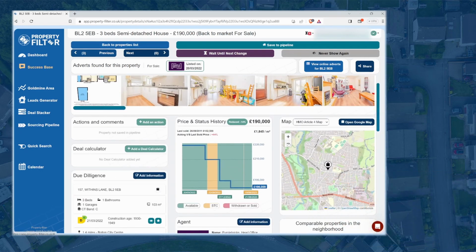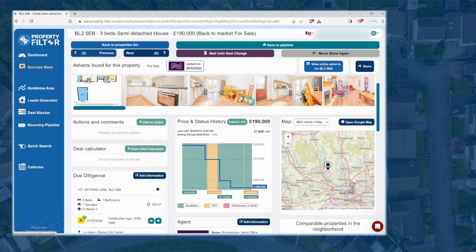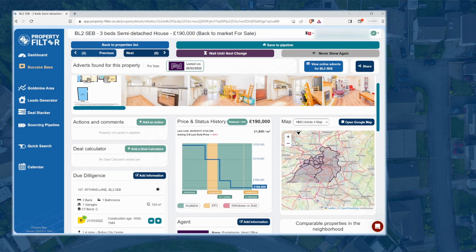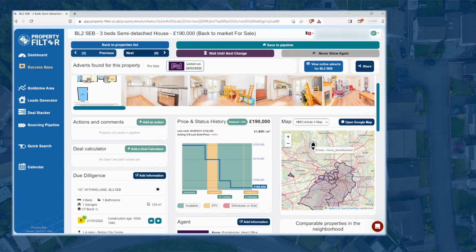Yeah. And then, if you like this, you then add it to your pipeline. Do you want to just show people what that would then look like? It's quite far off the nearest Article 4, yeah.